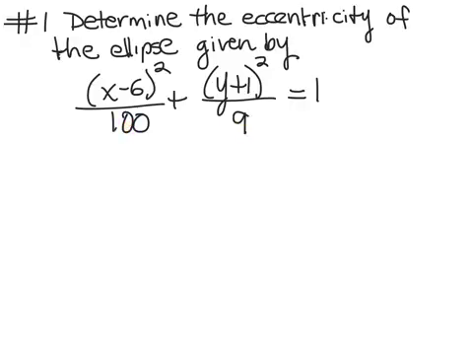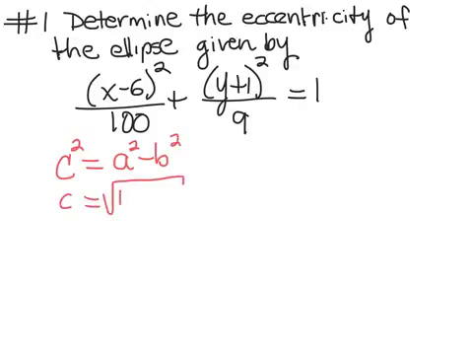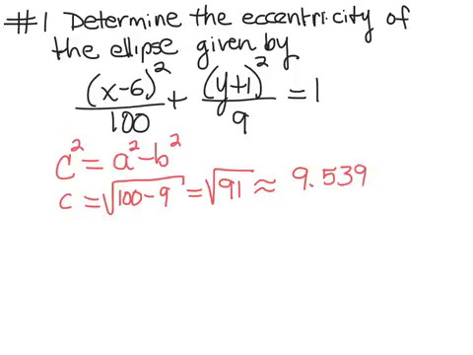If I use the formula that was given, c squared is a squared minus b squared, so c is the square root of 100 minus 9, which is the square root of 91. Then put that in the calculator. The square root of 91 is 9.539. Get at least thousandths places here. So that's your c. For the eccentricity, c is divided by what letter?